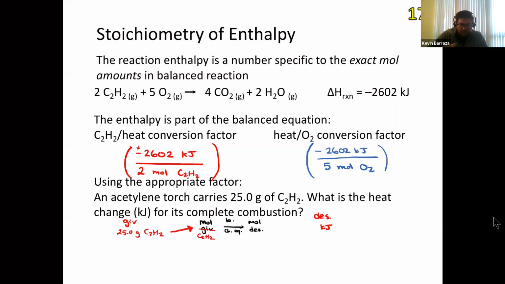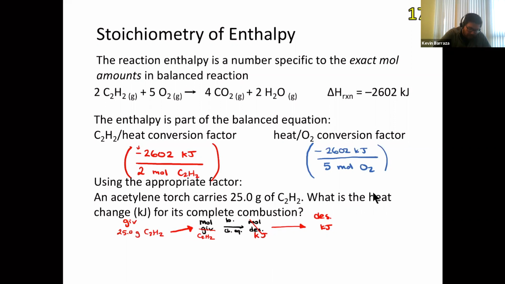Now, this is where I say it's a little bit different, because now we see it's not really moles of desired. It's more like kilojoules. Well, I guess kilojoules don't need a conversion to kilojoules, but we can still write the arrow. That's the only time it's a little bit different, when we're dealing with heat, but it goes the same way. Now I need to convert 25 grams of my fuel to moles of my fuel, and use the balanced chemical equation to turn it into, in this case, kilojoules.